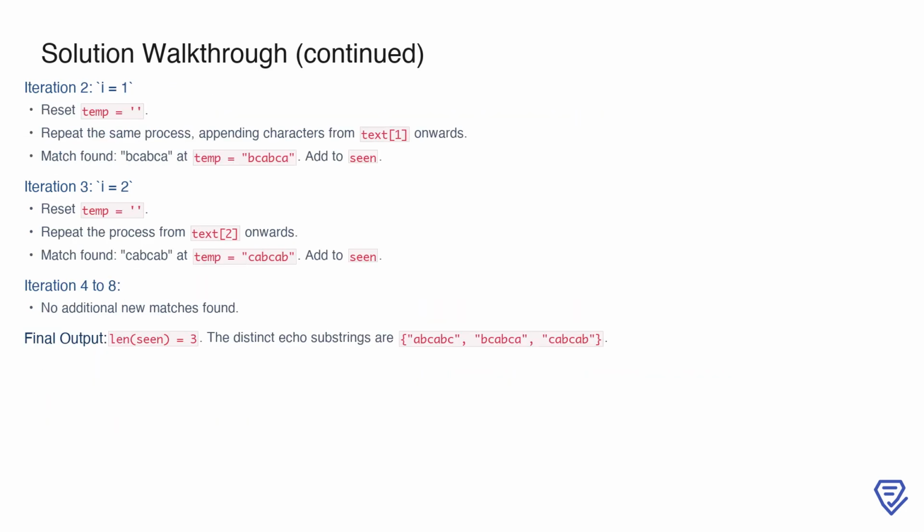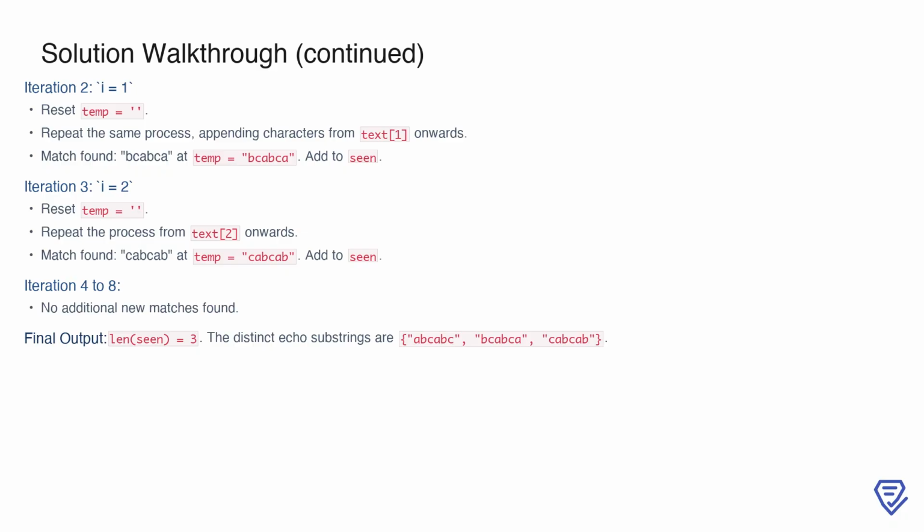In the next iteration, where i is 1, we reset temp to an empty string and repeat the process by appending characters starting from text[1]. This time, we find a new match, bcabca. When temp becomes bcabca, the first half bca matches the second half bca, so we add this substring to seen.